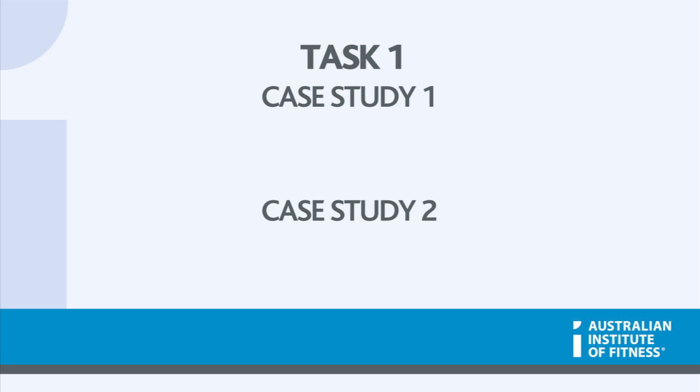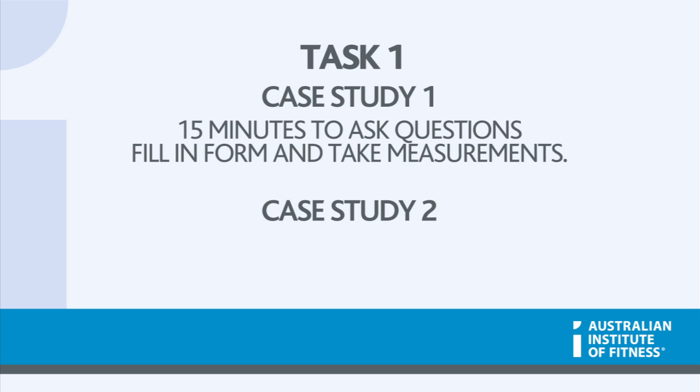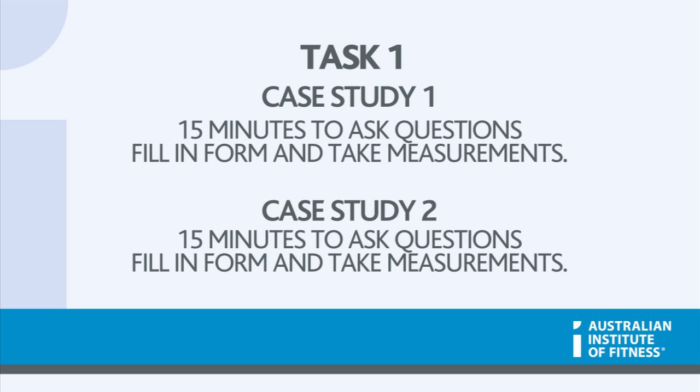Now for the challenge itself, Buffalo is in 3 parts. There are 3 tasks that you need to go through. The 3 tasks are, task 1, 40 minutes, has case study 1 and case study 2. So you're going to need 15 minutes for the friends to do case study 1, fill in the form and take the measurements. So one friend's a client, one friend's a trainer. Then they swap roles on a different case study. One friend's a client, one friend's a trainer. They take the measurements and ask the questions.